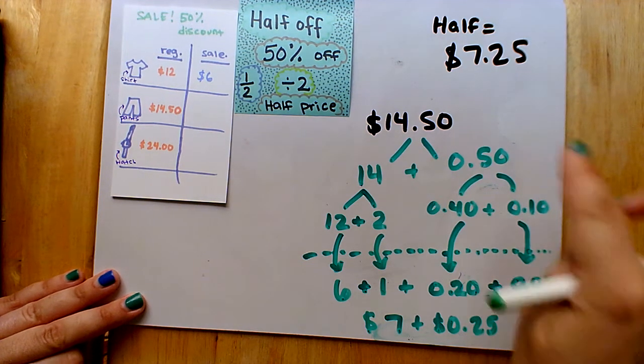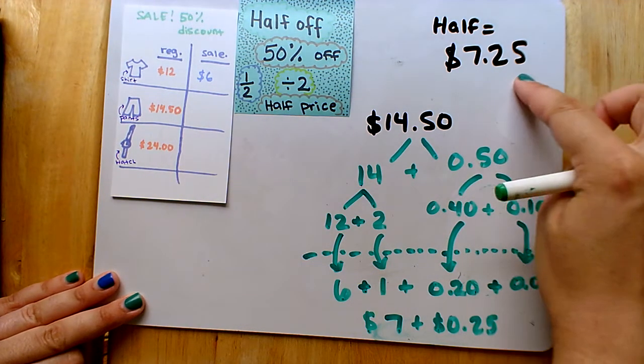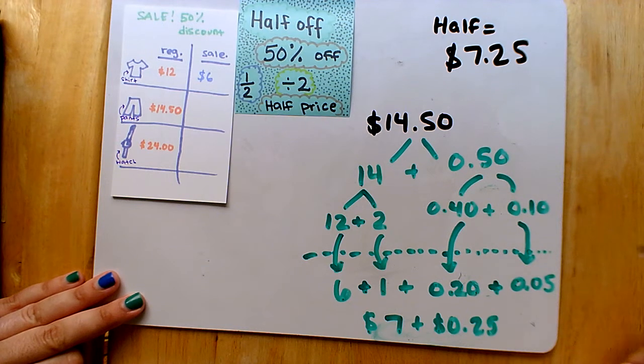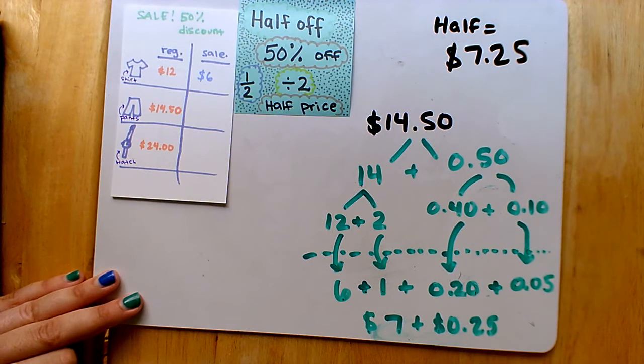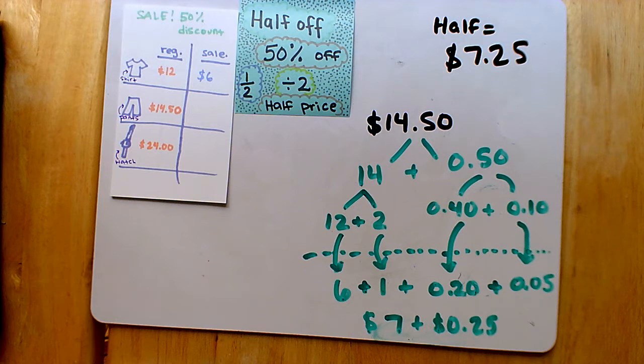$7.25. This way is meant for you if thinking about quarters doesn't come easy. If thinking about quarters comes easy, you don't have to go through this. This is just lots of different options to help you solve the question in the way that works best for you. I'm going to record the answer, and then I'm going to clear the board.